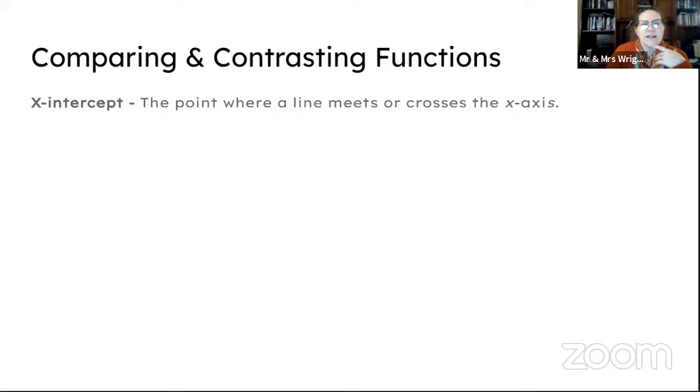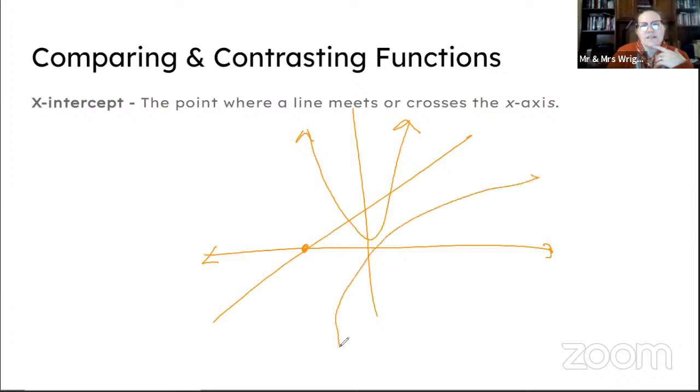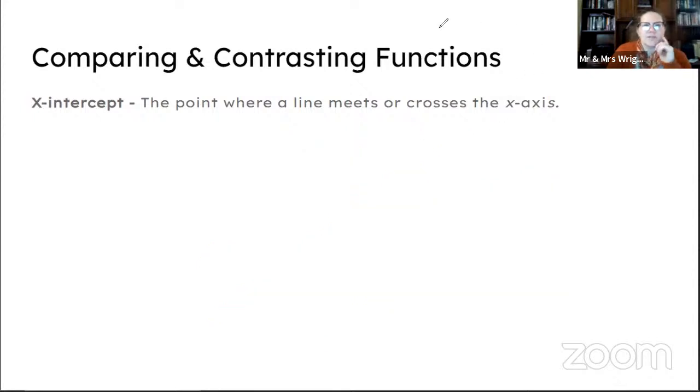X-intercept, that is where any graph crosses the x-axis. So whether it's a straight line, whether it's a parabola, that one doesn't have an x-intercept because I did not draw it well, or whether it is an exponential equation that has been obviously shifted and moved and transformed. Any of those, wherever they cross the x-axis, is the x-intercept.